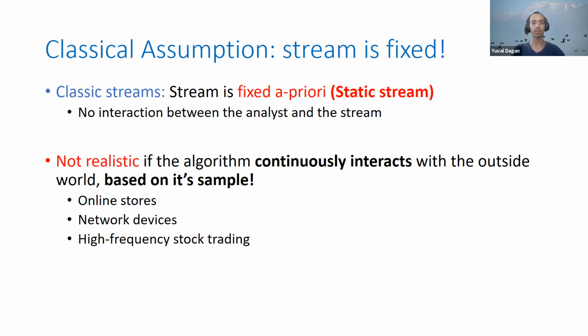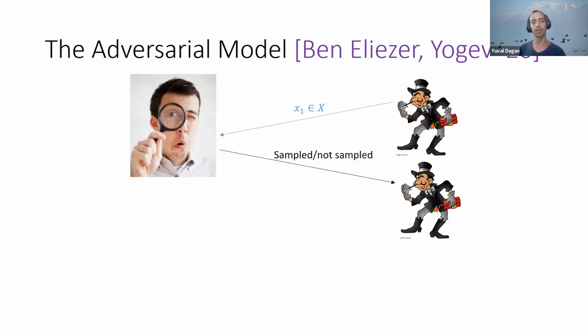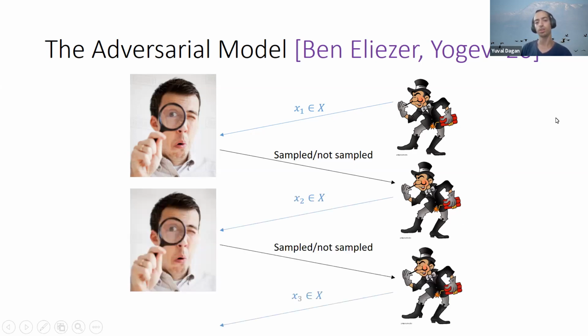So once we've shown that the classical assumption does not hold in many cases, let us suggest a new model that was defined by Ben-Eliezer and Yogev. Here we have an adversary that selects a stream, and the adversary can see the internal state of the analyst. In our case, the adversary knows exactly what elements are sampled, and based on that, he can decide what elements to select for the stream. So the adversary knows what elements are sampled.